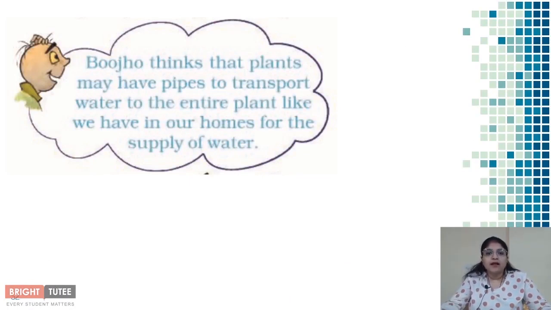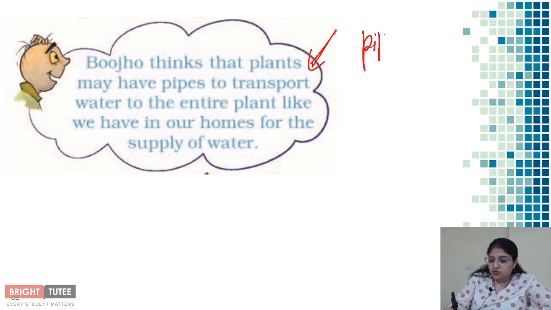Now before that, let's answer Bujo's question. Bujo thinks that plants may have pipes to transport water to the entire plant like we have in our homes for the supply of water. To an extent, Bujo is quite right, because plants contain pipe-like structures called vessels, right? These are part of vascular tissues, right?